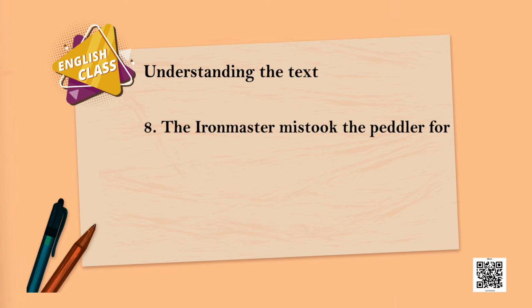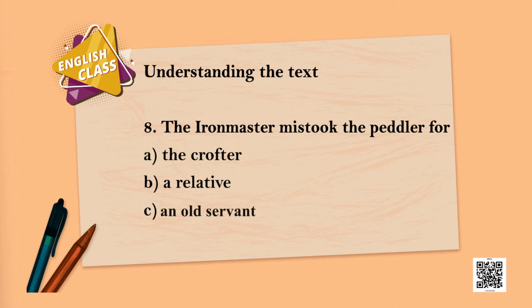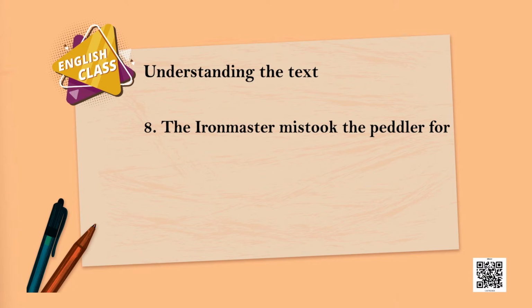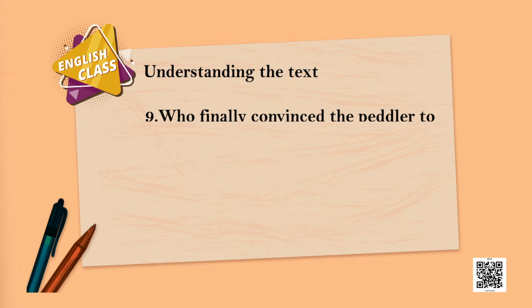Look at your screen. The next statement says, the ironmaster took the peddler for A. the crofter, B. a relative, C. an old servant, or D. an old regimental comrade. Yes, you got it right. The ironmaster mistook the stranger for an old regimental comrade. Now look at the next statement.